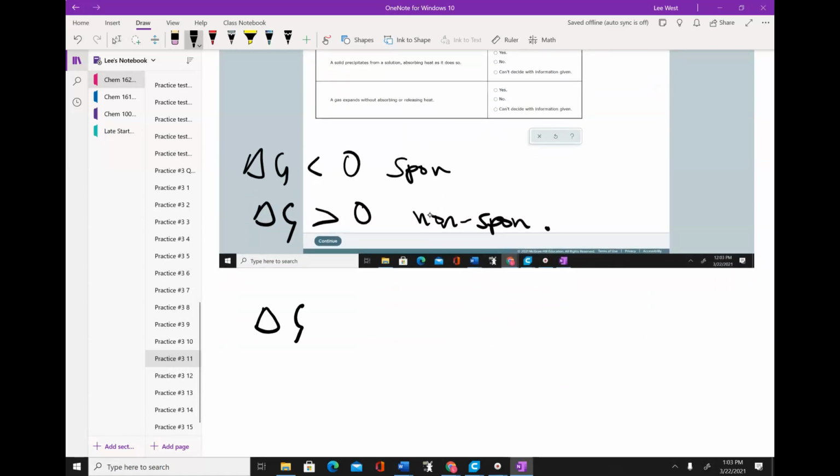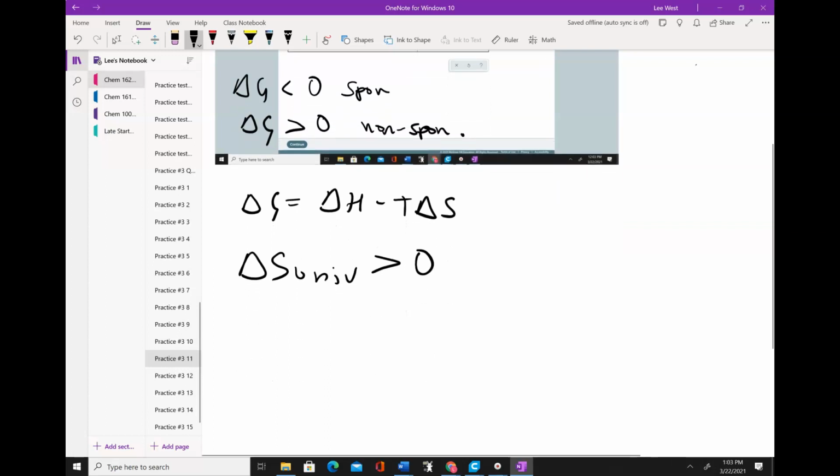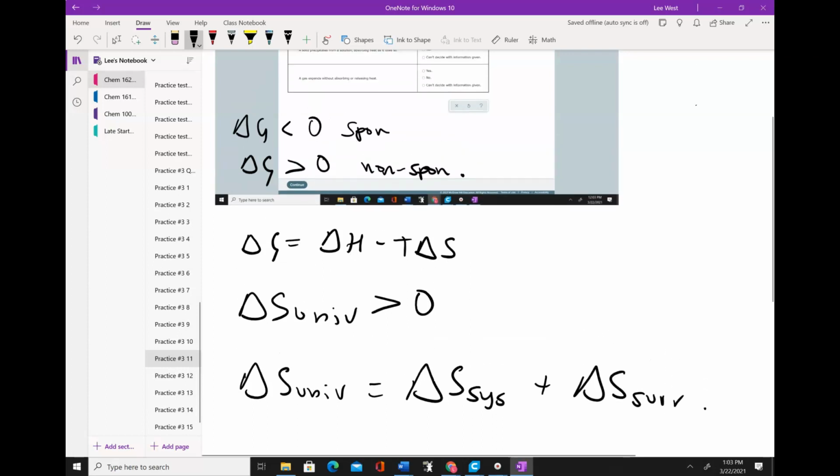Now, there's a little formula that will give us delta G. It is delta G equals delta H minus T delta S. There is another way of thinking about spontaneity, which is that a spontaneous process always has a delta S universe greater than 0, and delta S universe, of course, is equal to delta S of our system plus delta S of our surroundings. But more manageable is to consider the delta G. Most commonly, that's what we're going to do.